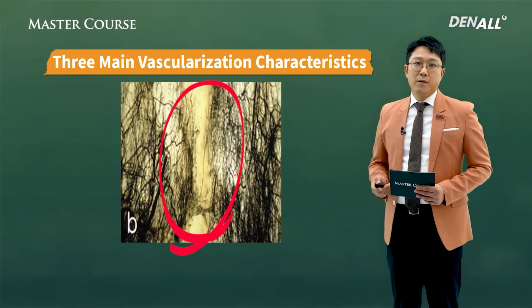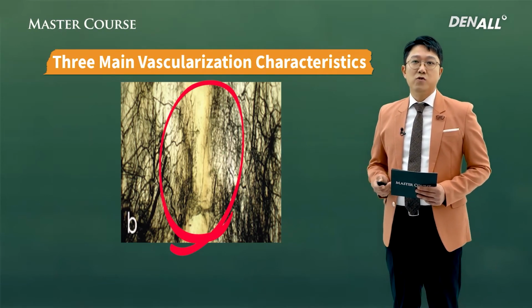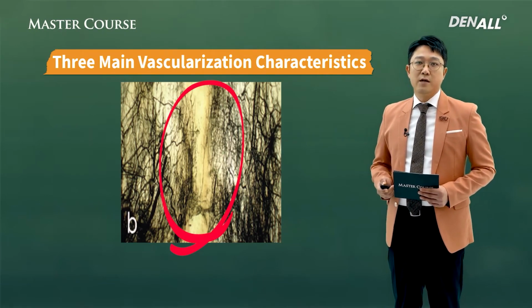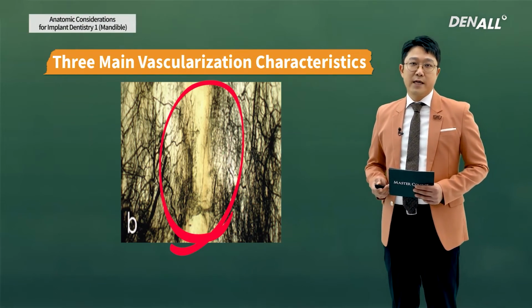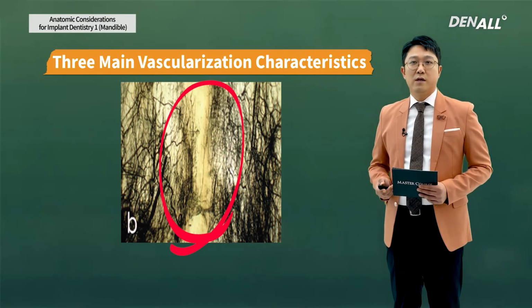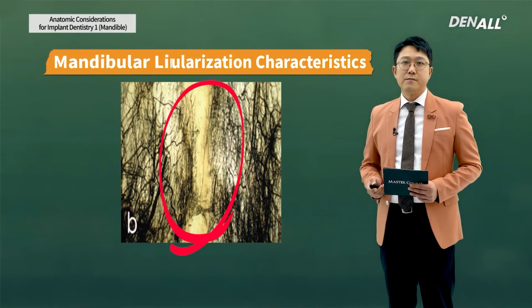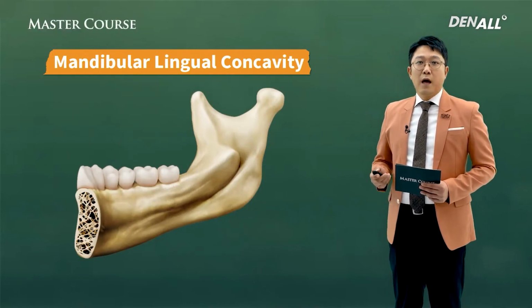As you have seen, the three main vascularization characteristics are very important in designing the incision for implant placement. The details will be covered in the flap design lecture. Regarding the vessels, we need to be careful.